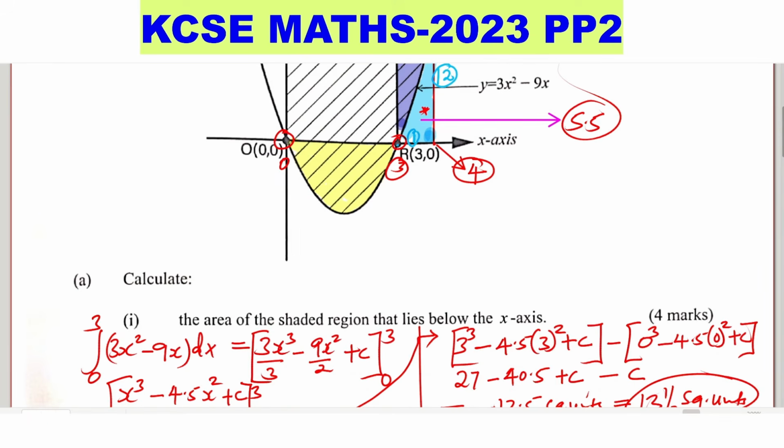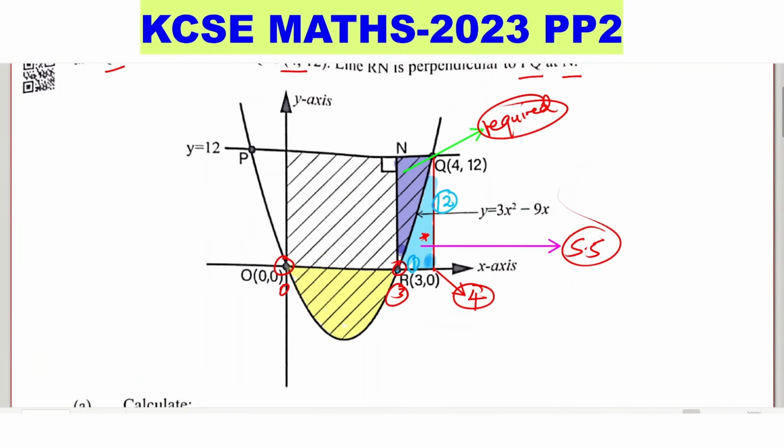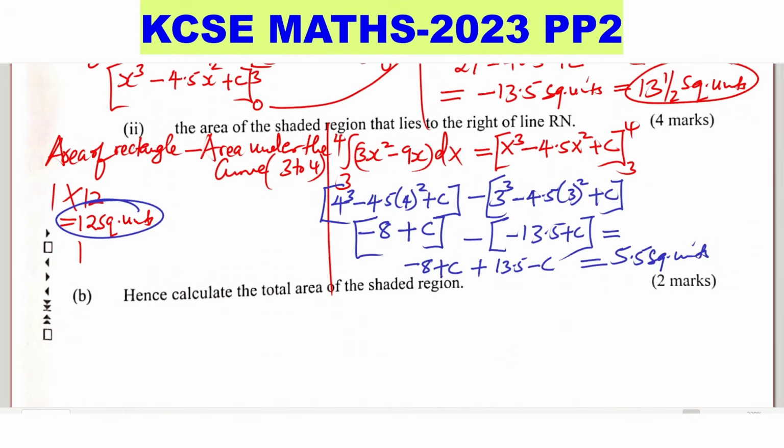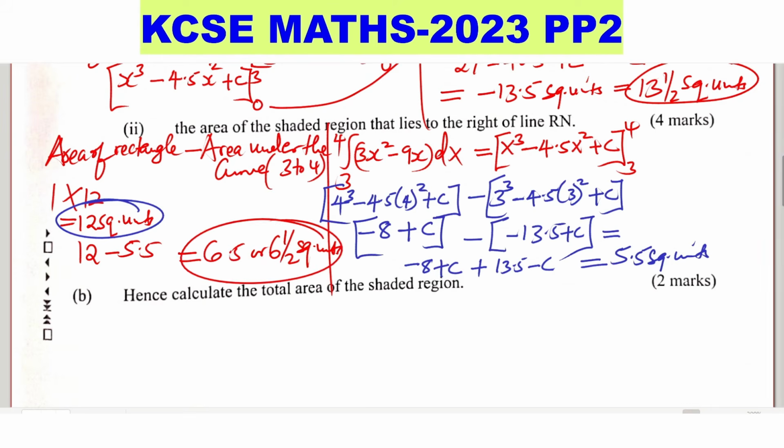So the area required, that is to the right of the shaded area, to the right of line Rn, is therefore given by the area of the rectangle, which is 12, subtract the area under the curve from 3 to 5, which is 5.5. And this will give 6.5 square units. This is how we're supposed to do it.